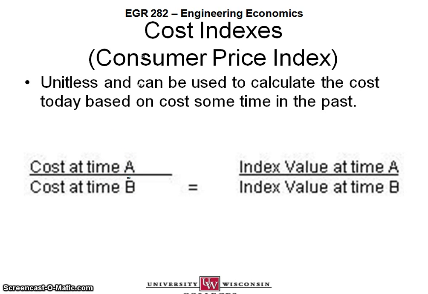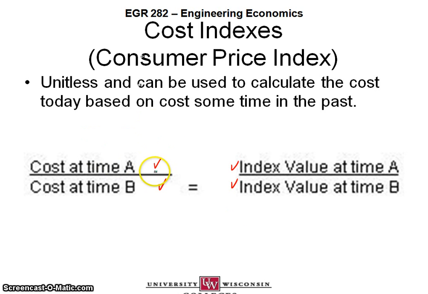If we look at cost indexing, it's based off of the Consumer Price Index. It's a unitless number that can be used to calculate the cost today based on some cost of something in the past. You can also work this in the reverse order. So as long as we know one of these four values, we can always find the other, right? We can just use simple algebra and determine one of the other values.